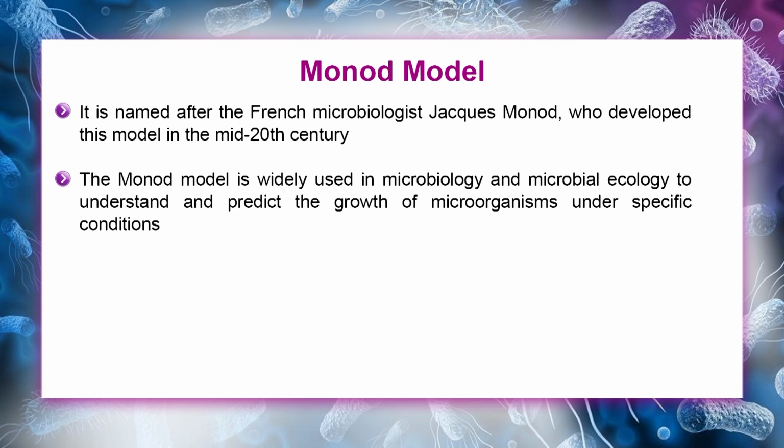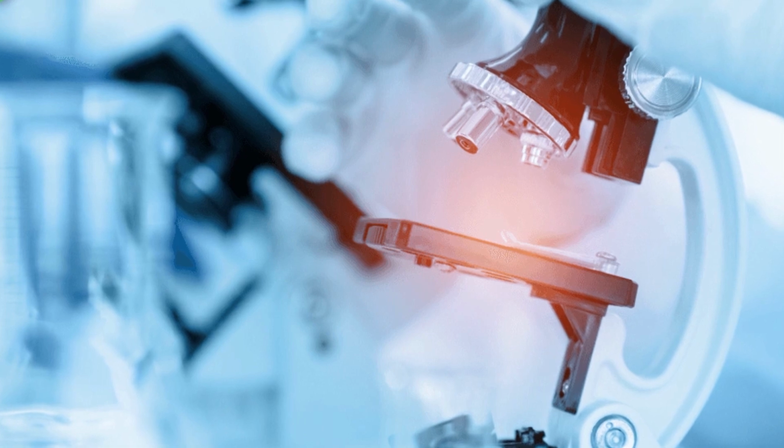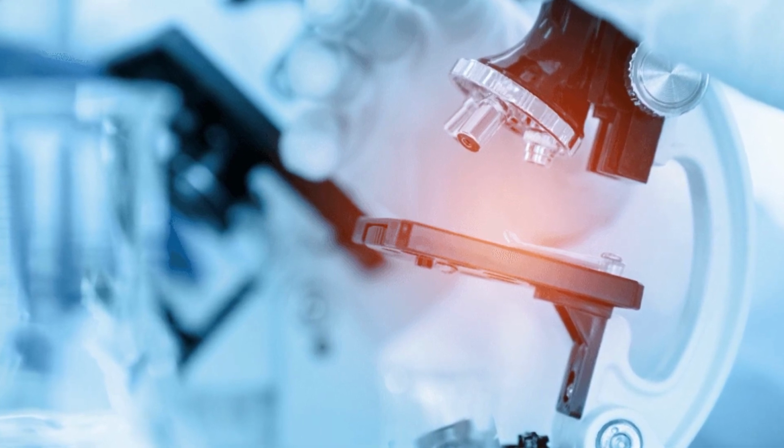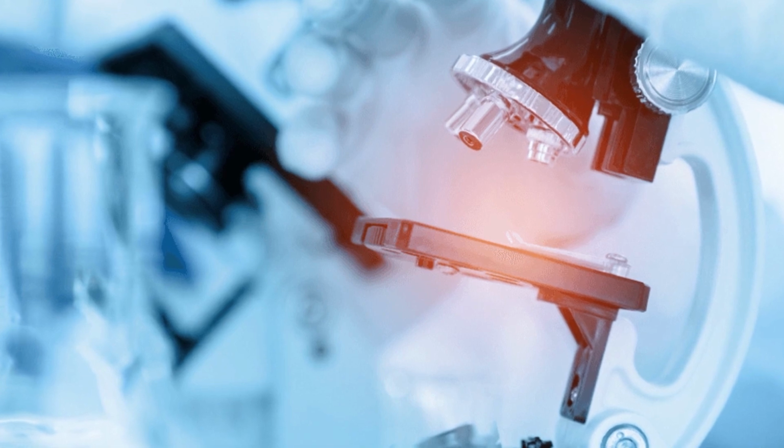specific conditions. The Monod equation is typically written as mu is equal to mu max into S upon Ks plus S, where mu represents the specific growth rate of the microorganism, that is how fast it is growing under specific conditions. Mu max is the maximum specific growth rate, which is the growth rate when the concentration of the limiting nutrient S is abundant and not limiting growth.